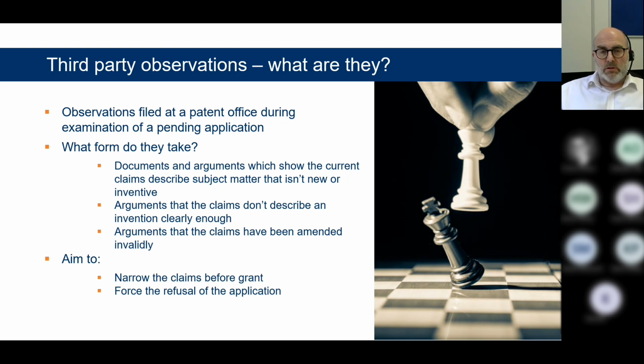Usually, preventing grant of the application is also obviously one of the main aims, because sometimes no matter how they amend the claims, you're still going to have a problem with it, and therefore the only thing you want to do is actually get that revoked.